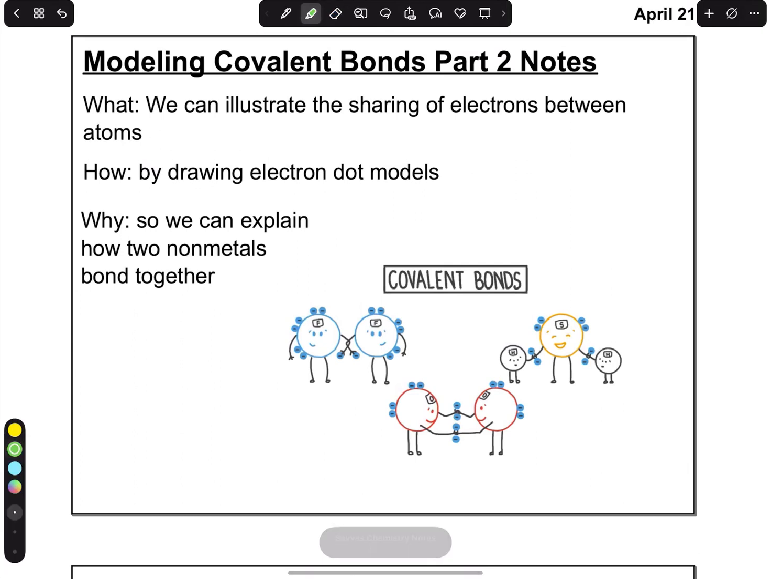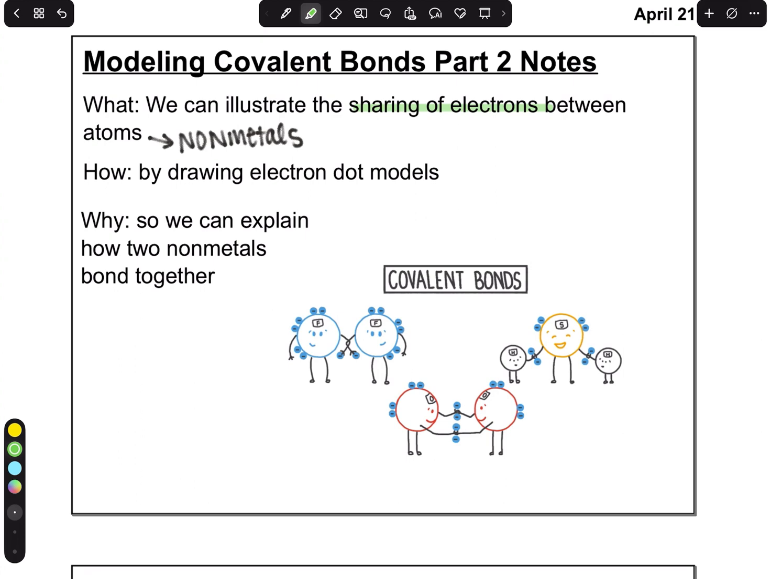All right, this is lesson 2 on modeling covalent bonds. What we're going to do in this lesson is illustrate the sharing of electrons between atoms. Specifically, what we're talking about is non-metal atoms. We've learned so far that metal atoms form a sea of electrons when they bond, and metals and nonmetals transfer electrons, but nonmetals with nonmetals share.